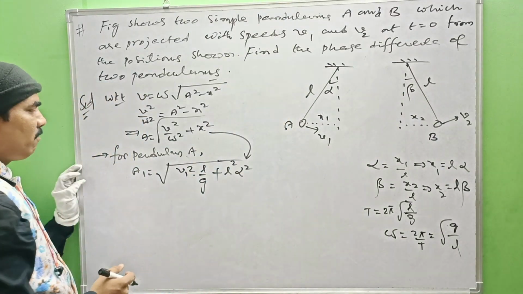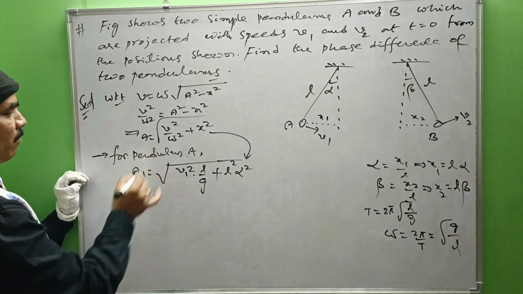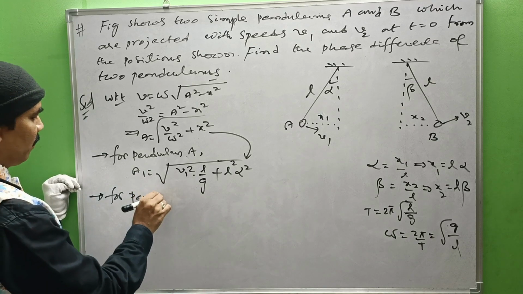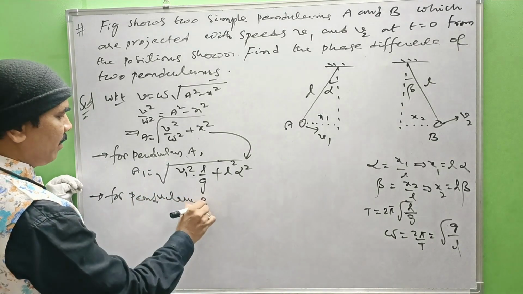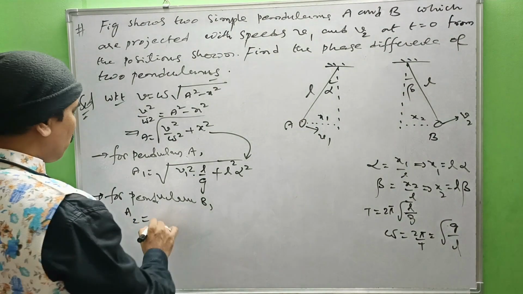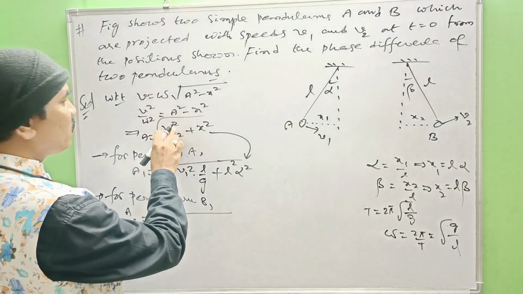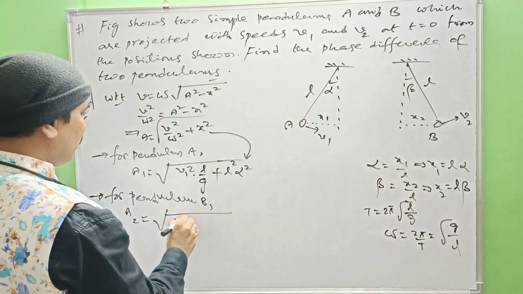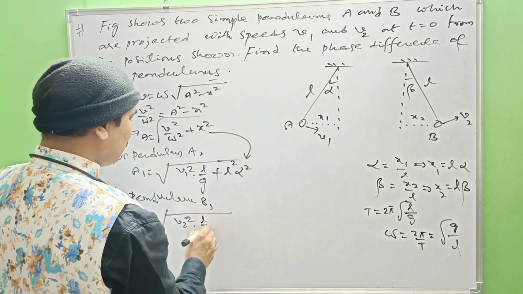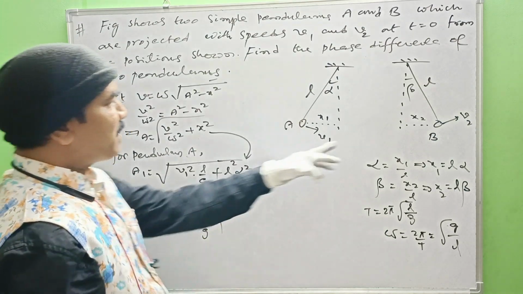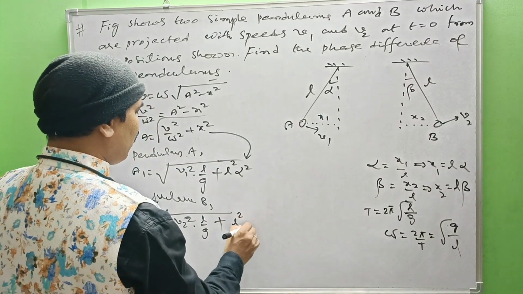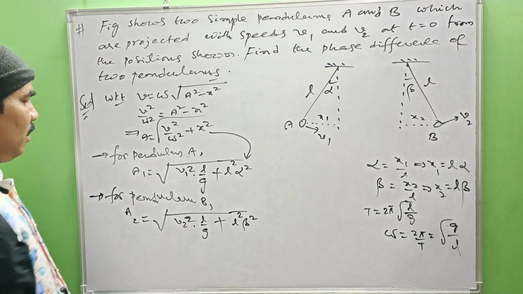Now what is the amplitude of pendulum B here? Amplitude of pendulum B, that is A2, for pendulum B, similarly A2 equals root over V2 square into 1 by omega square, meaning L by g, plus x square. What is x here? X2, that is L beta, so L square beta square.